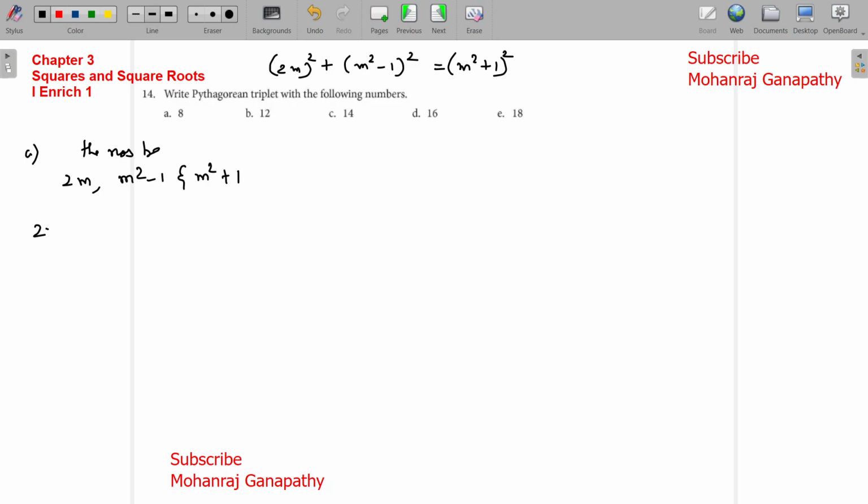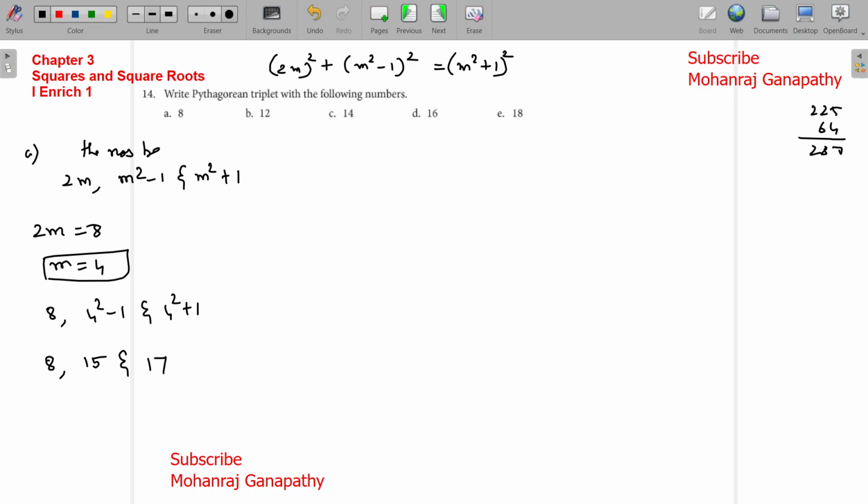So here 2m is equal to 8, m is equal to 4. Substitute our answer: 8, 4 square minus 1 and 4 square plus 1. 8, 16 minus 1 is 15 and 16 plus 1 is 17. So 15 square is 225, 225 plus 64 is 289. 17 square is 289. This is also possible.